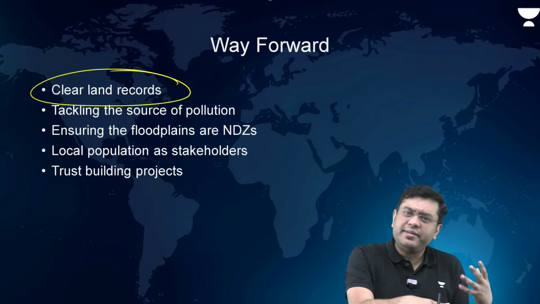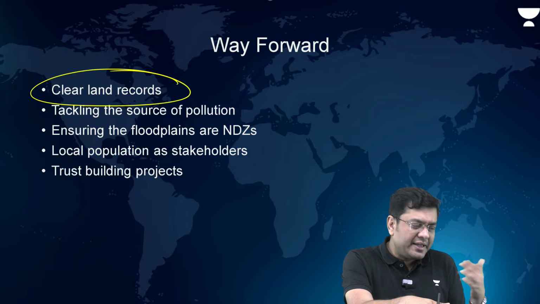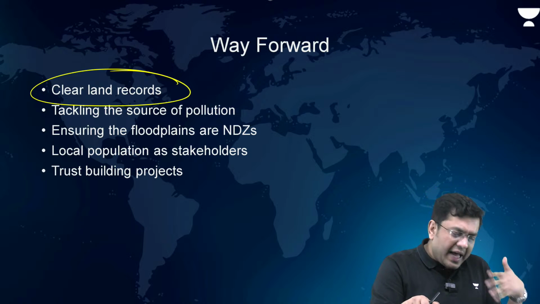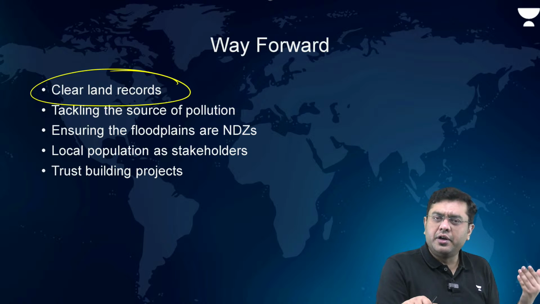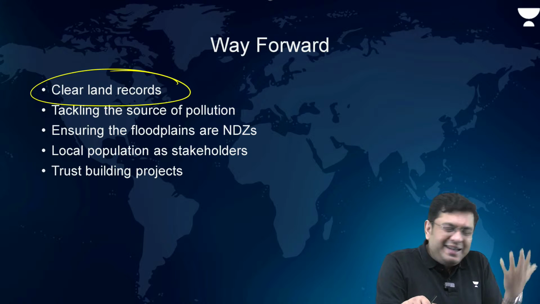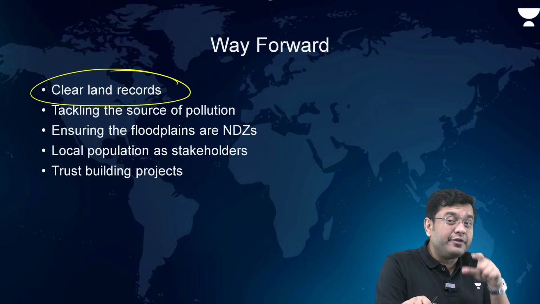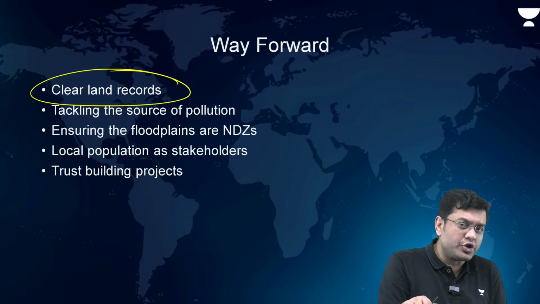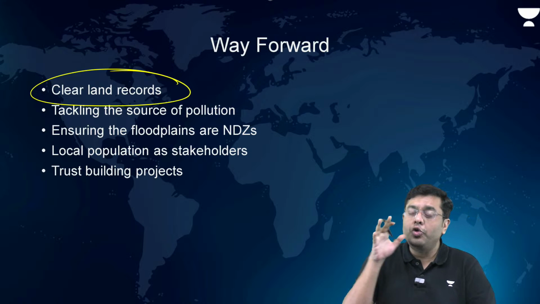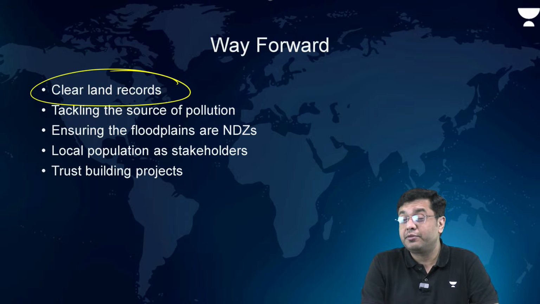Now, as a consequence, there is nothing stopping them from demolishing those structures. And the people say that we have been living there for 50 years, 60 years, etc. But legally, that is not correct. So that is why clear, transparent and digital land records, digitization of land records, should be done by the local governments as urgently as possible.